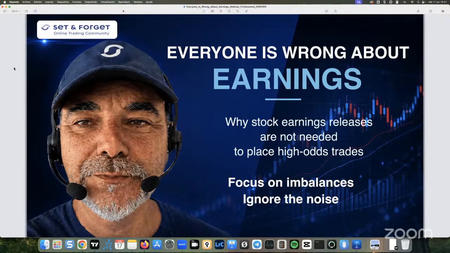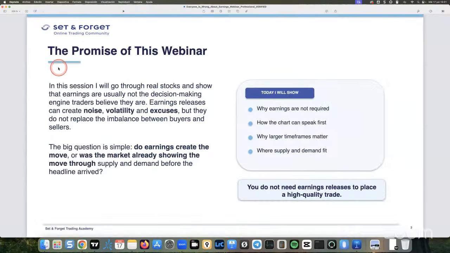The first one, which is the promise of this webinar: I'm going to go over real stocks that show earnings, and they are usually not the decision-making engine traders believe they are, because earnings releases can create volatility, of course. Noise, and also excuses to take or not to take the trade. But they do not replace imbalances and the location and momentum between buyers and sellers.